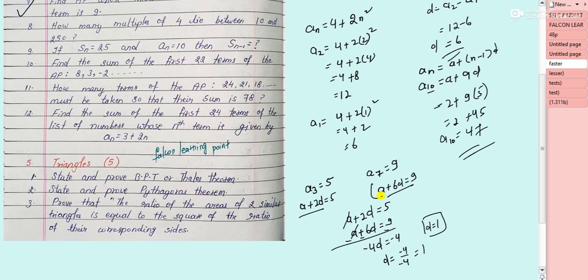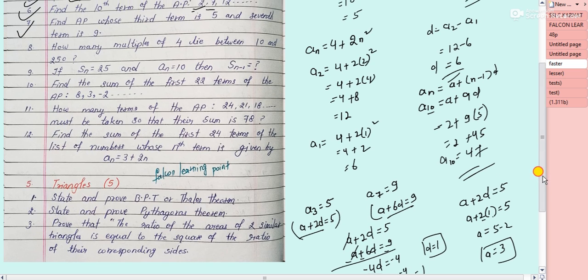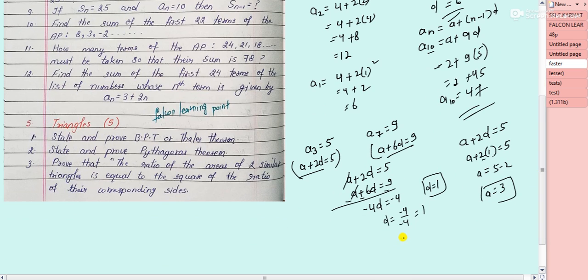Now substitute either in this or this. I will substitute in this. a plus 2d is equal to 5. So a plus 2 into 1 is equal to 5. So a is equal to 5 minus 2, which is 3. They have asked, find the AP. So you have got a, a plus d, and now keep on adding, a plus 2d. That is the AP, correct? So a is 3. 3 plus 1 is 4, 4 plus 1 is 5, 5 plus 1 is 6. So this is the required AP. Got it? I hope you have understood this.